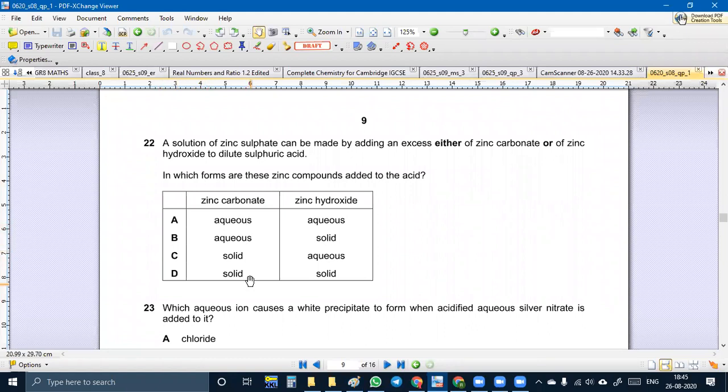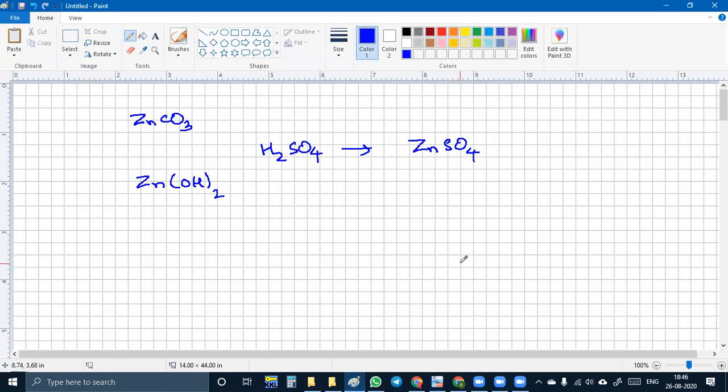Now, aqueous and solid, these are the other two options. I have given you the solubility chart. If you don't know the solubility chart, you can't solve this question. Now you tell me, zinc carbonate and zinc hydroxide, both of these will be soluble in water or insoluble in water. ZnCO3 is insoluble. Correct, that is insoluble.